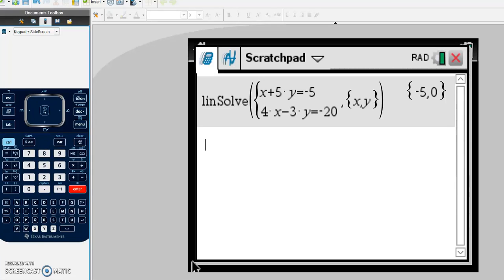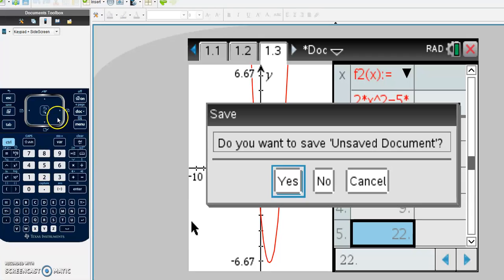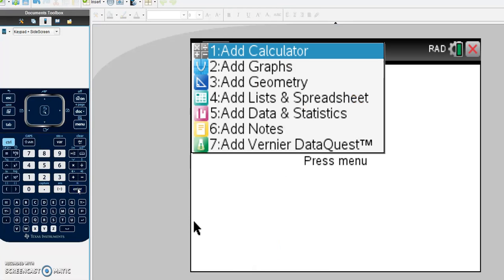And so we're going to have to go back to a new document. Don't save anything. And I want to do a list in a spreadsheet again.